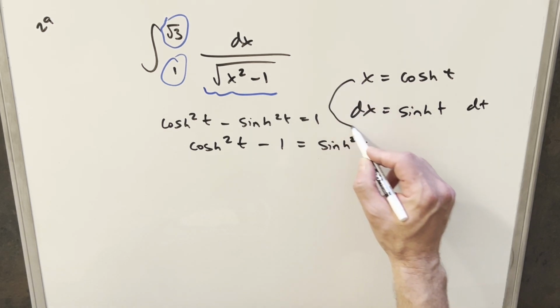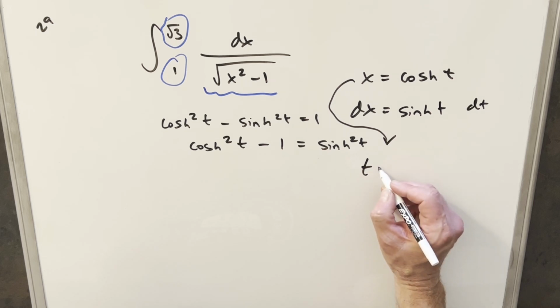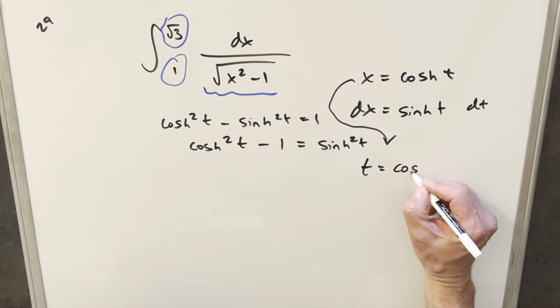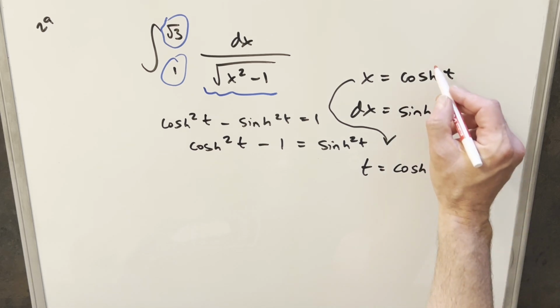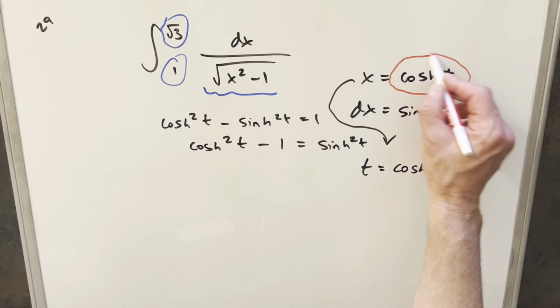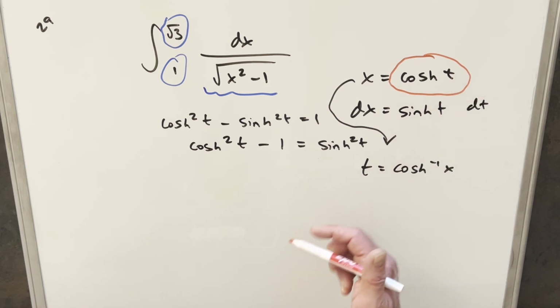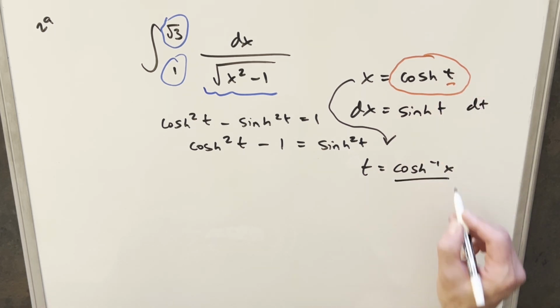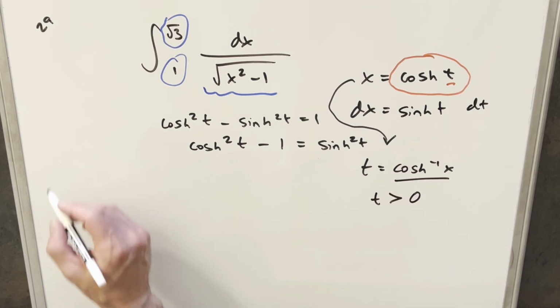And while we're at it, let's get our value for t. Solving for t, taking the inverse on both sides, we have t equals cosh inverse of x. One thing we need to keep in mind is that cosh t looks kind of like a parabola. It doesn't pass the horizontal line test, so it's not invertible the way it is unless we restrict t. The way we typically do that so that the inverse is a function is to say that t needs to be greater than 0. So then we'll go ahead with this substitution.